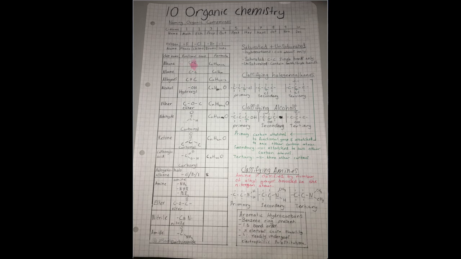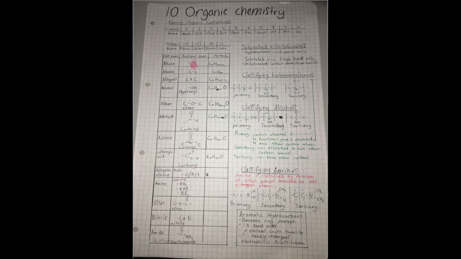Amine molecules are classified by the number of alkyl groups bonded to the nitrogen atom. In primary amines, the nitrogen is bonded to only one alkyl group. In secondary, two, and in tertiary, three.